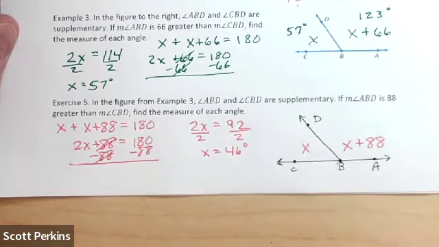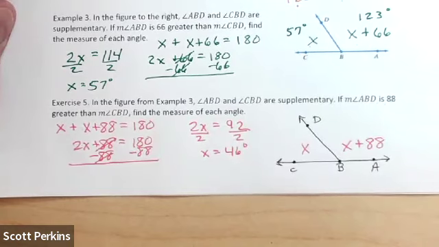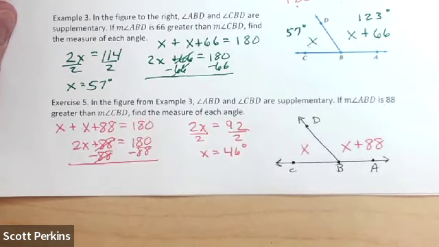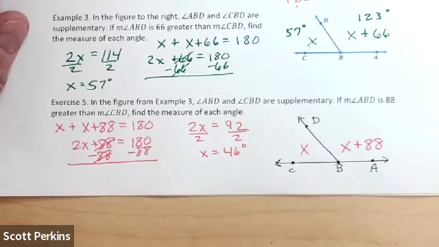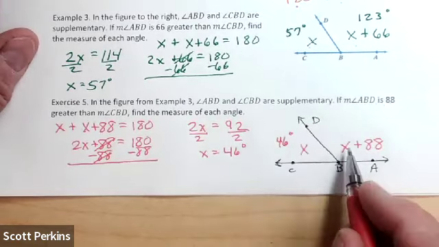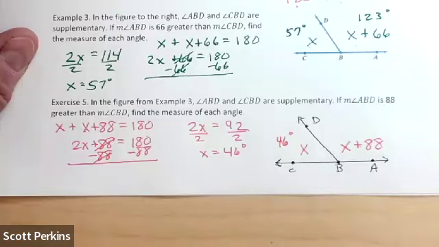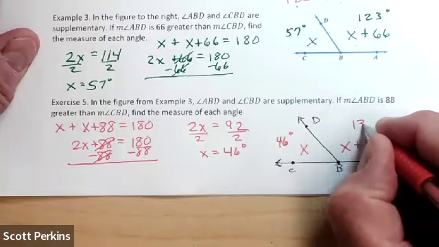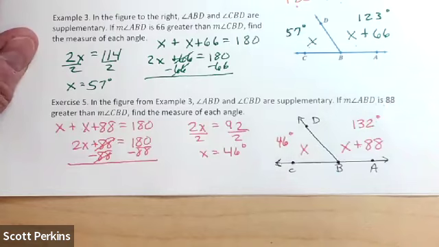So once again, always make sure you're answering the question. You might be asked, what's the measure of the larger angle? I don't know, but this one I just said, what's each? So that means the first angle, the smaller angle is 46. The second one is 46 plus 88. And your calculator will tell you, I think that that is 132 degrees.